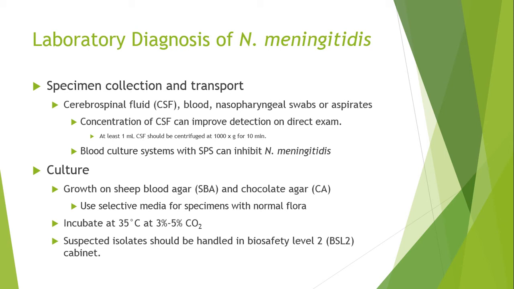Again, you don't want to use your normal blood culture systems because it has that ingredient in it that inhibits the growth of these pathogenic Neisseria. If you're going to culture it, it does grow on sheep blood and on chocolate agar. And then you can use your selective agar like your modified Thayer Martin. It'll grow on that also.